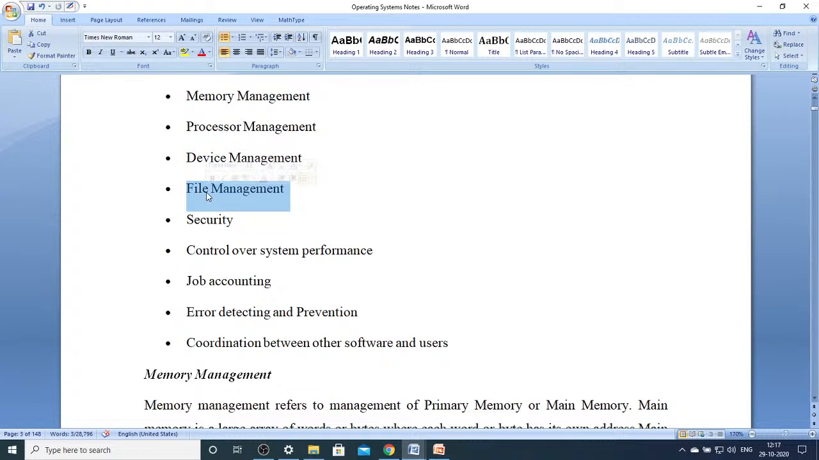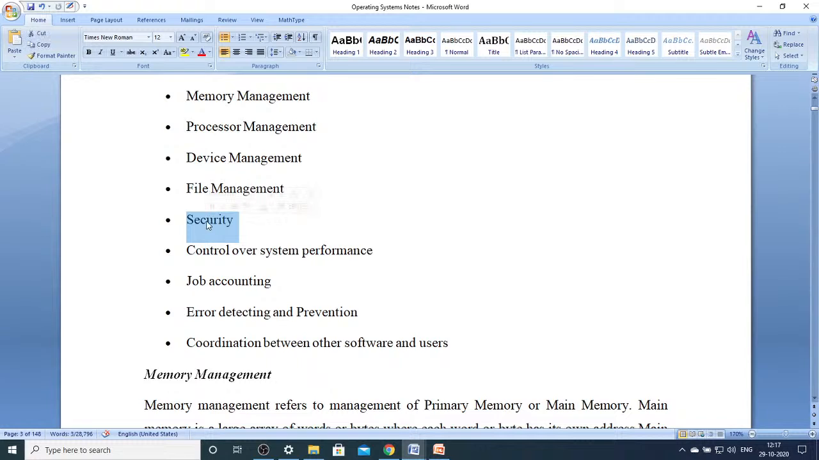Likewise, file management. When several processes are competing for execution, they might require file operations, that is, creating new files, modifying existing files, or deleting existing files, some or the other things. So file system management should also be taken care of by the operating system itself.